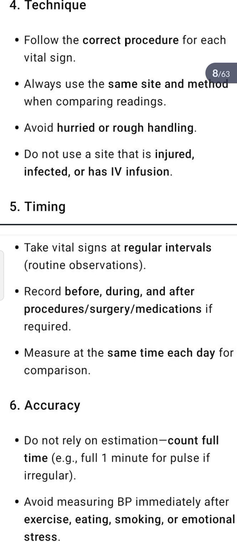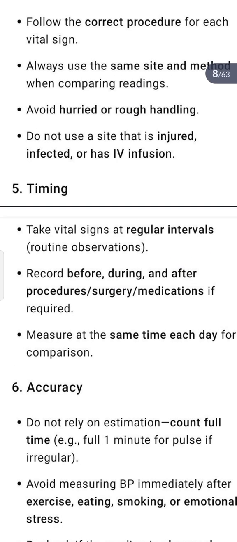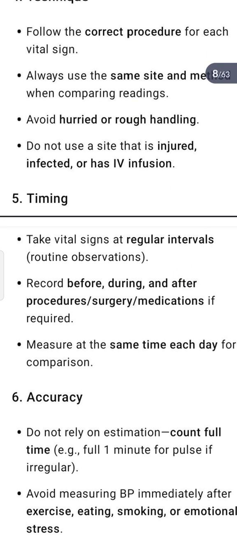Yeah, it's very important. Like जैसे कि हम ब्लड प्रेशर ले रहे हैं और उसको प्लास्टर हुआ है, IV कैनुला चल रहा है, या उसका ब्लड सैंपल अभी लिया गया है उस हाथ से, so we have not to take blood pressure from that hand. Okay, I hope you understand. So do not use a site of injured.